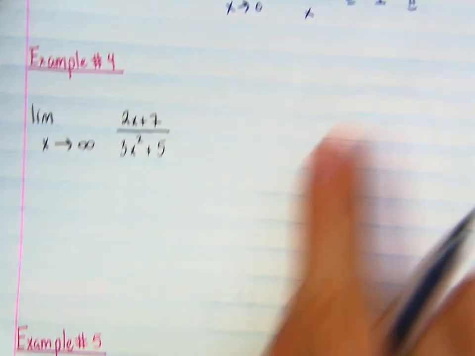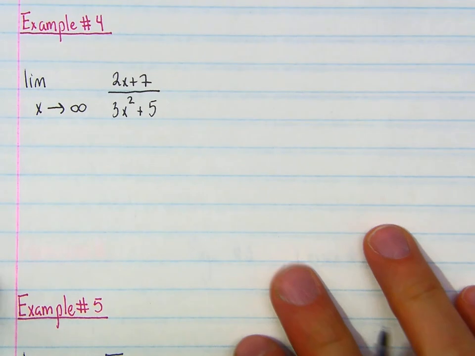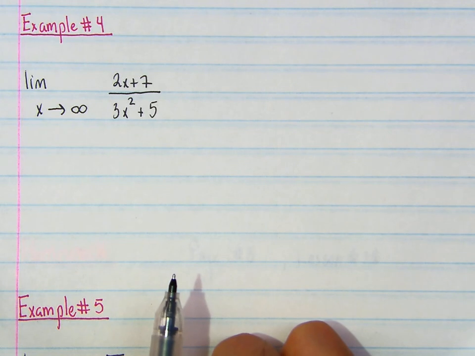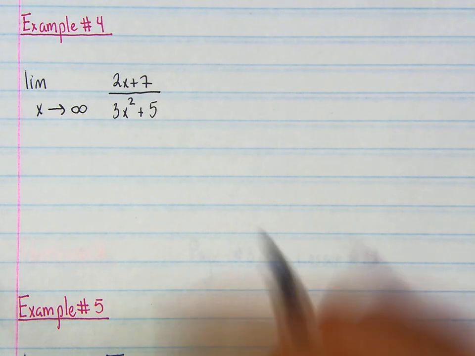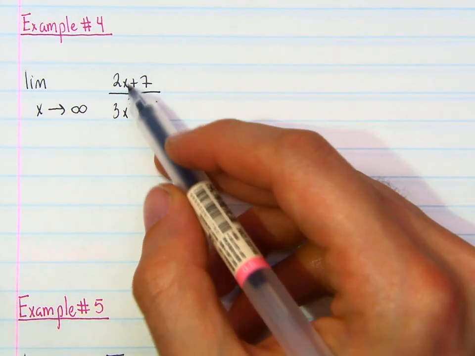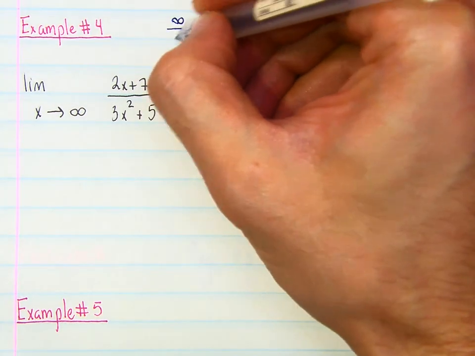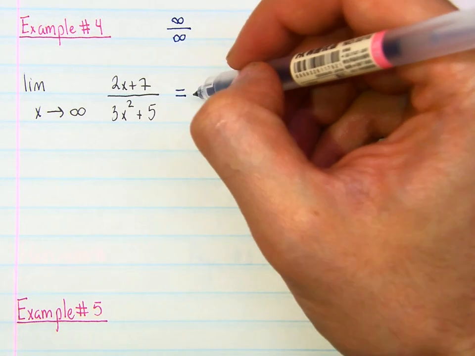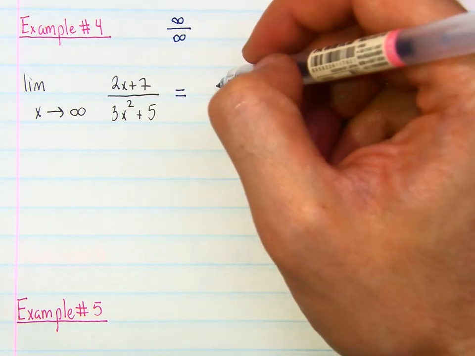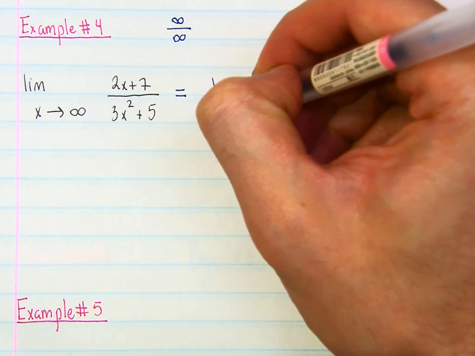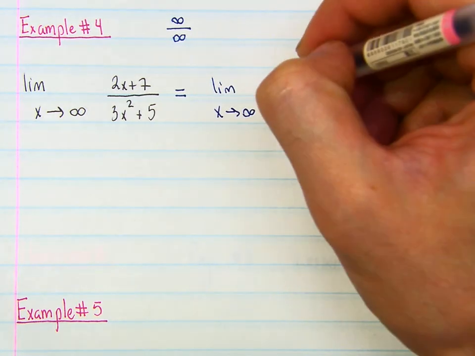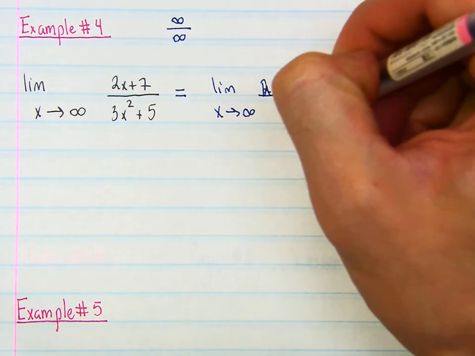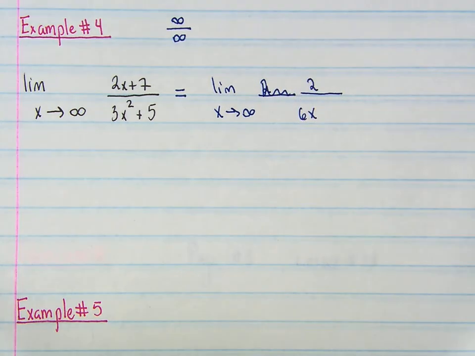It's just really helpful. Let's look at this one. What I want you to do is try and use L'Hopital's rule over here. Take your time. So notice that when you plug in infinity, you get infinity over infinity. Okay, so we could use L'Hopital's rule. So what happens now, this is equal to what? The limit as x approaches infinity of 2 over 6x.